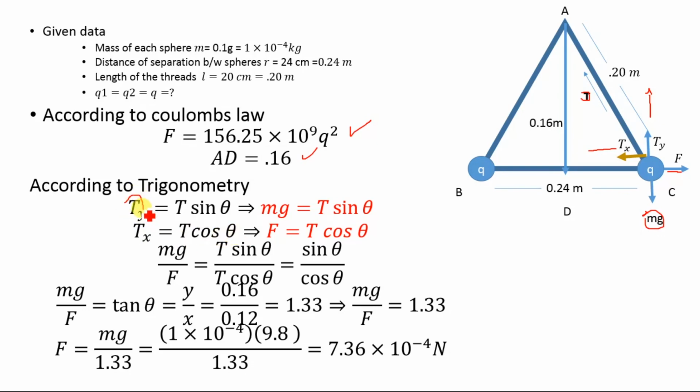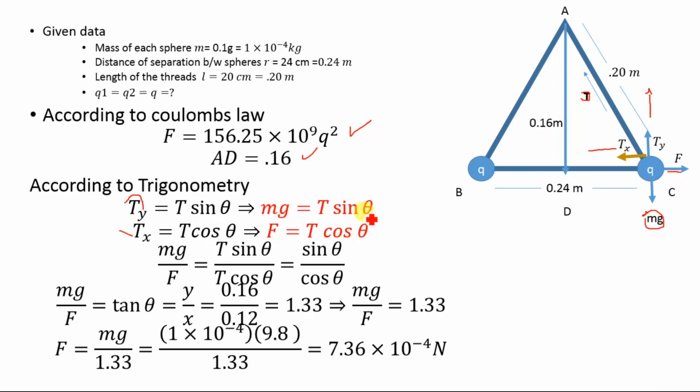Now this Ty, we know, is balanced by the weight of this sphere, which is equal to mg. So we have mg is equal to T sine theta. Similarly, this x component of tension T is balanced by the force of repulsion, which is F. So we have F is equal to T cos theta.